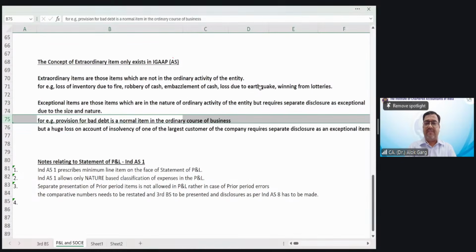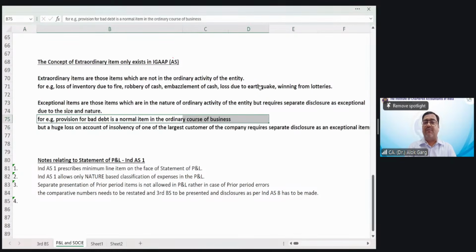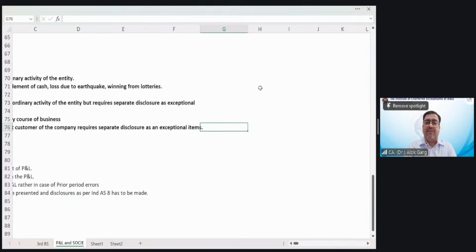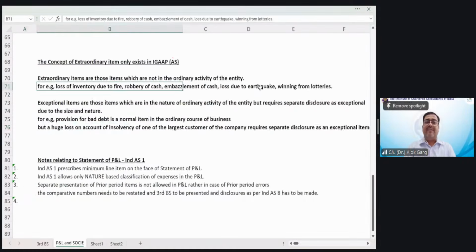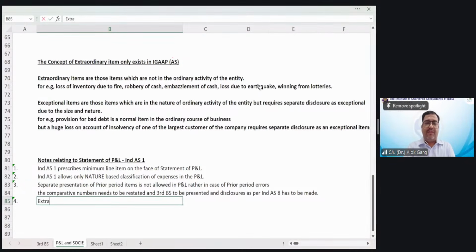What was the example of this exceptional item? For example, provision for bad debt is a normal item in the ordinary course of business, but a huge loss on account of insolvency of one of the largest customers of the company requires a separate disclosure as an exceptional item. Friends, did that become clear or not clear to you guys? Please tell me.